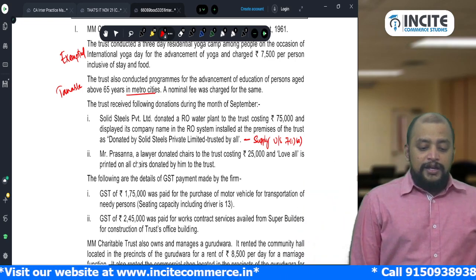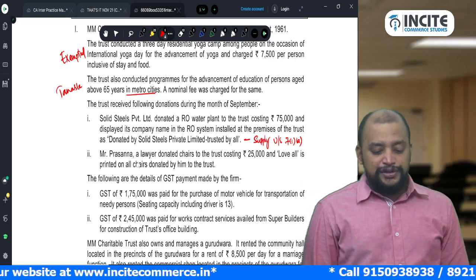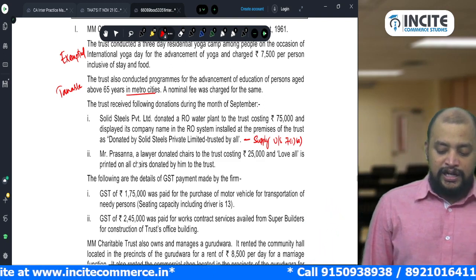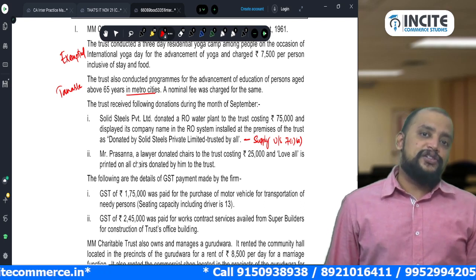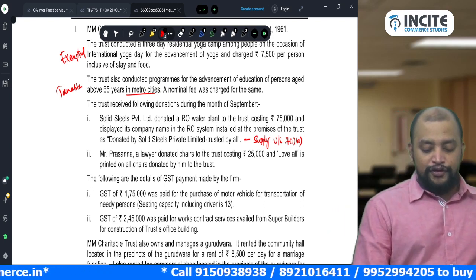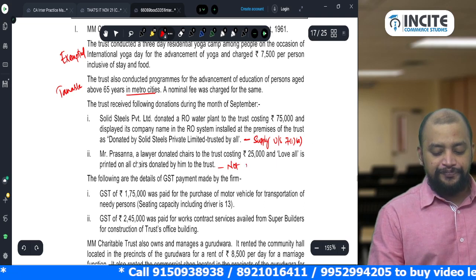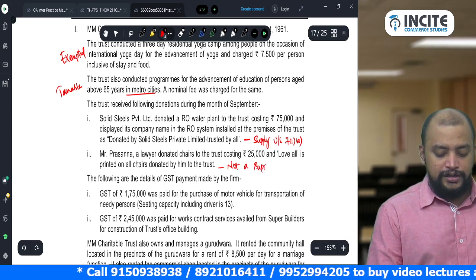Okay. Mr. Prasanna, a lawyer, donated chairs to the trust costing 25,000 and "love all" is printed on all chairs. So there is no business advantage to the person, correct or not? So therefore it is not a supply.